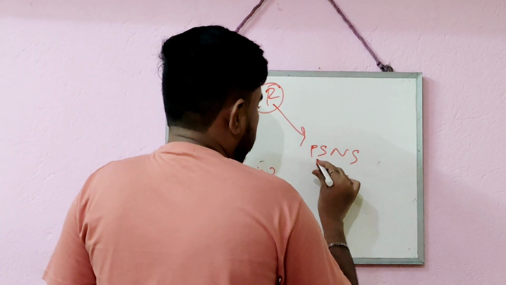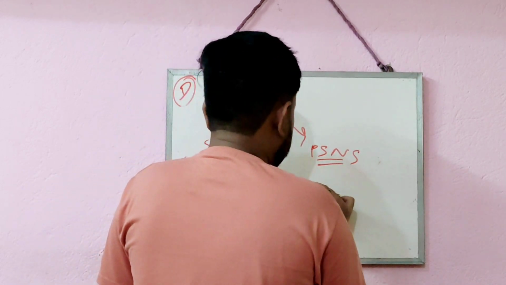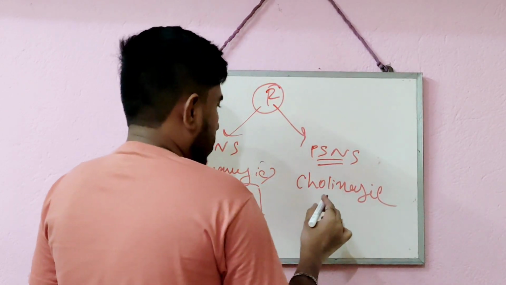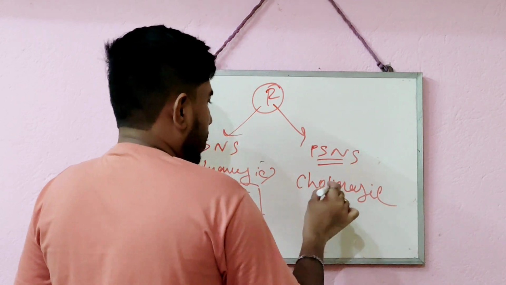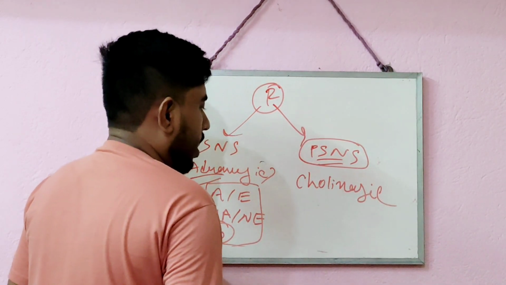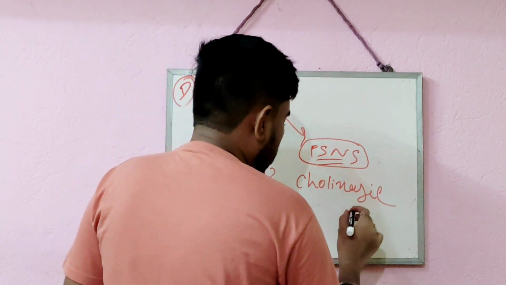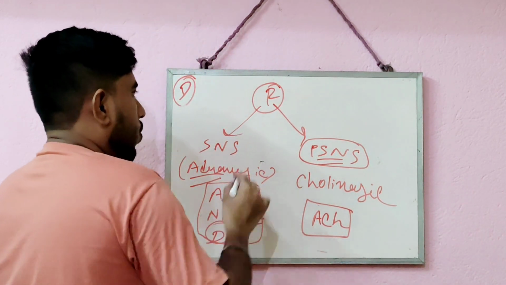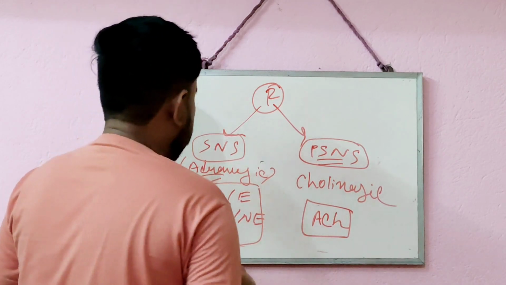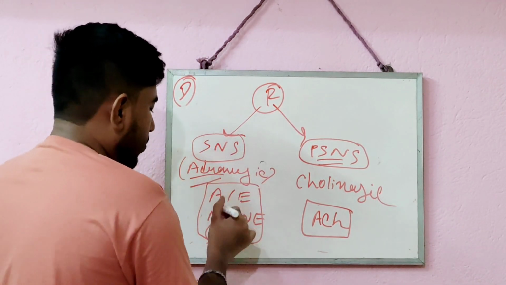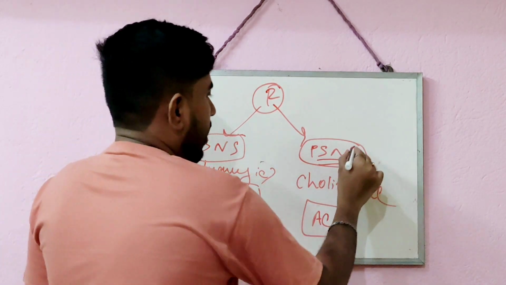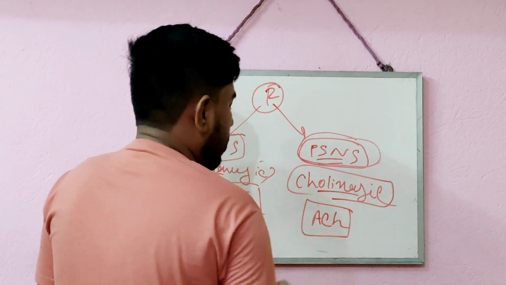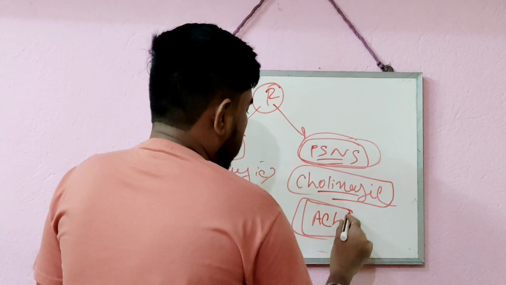And in case of the parasympathetic nervous system, the receptor present in the PSNS is called the cholinergic receptor. The receptors which are present in the PSNS are called cholinergic receptors, and they generally show their action by binding with acetylcholine. So the receptors present in the SNS are called adrenergic receptors, which bind with adrenaline, noradrenaline and dopamine. And all the receptors present in the parasympathetic nervous system are called cholinergic receptors, and cholinergic receptors generally show their action by binding with acetylcholine.